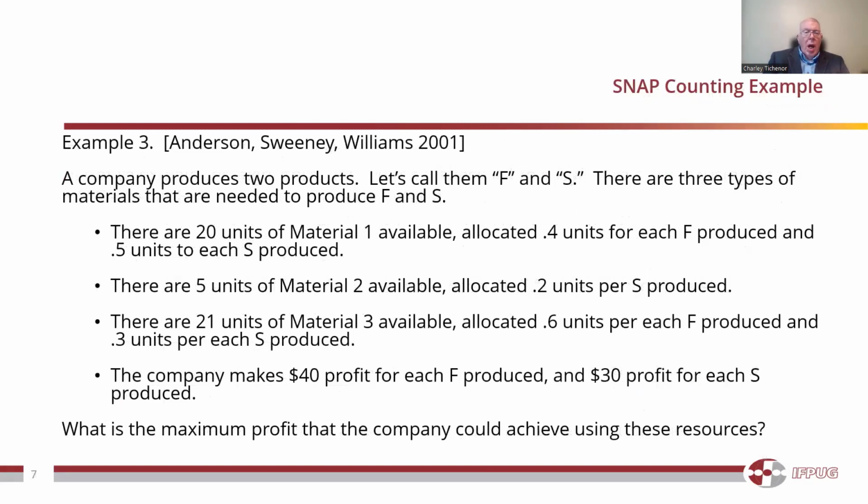Now here's the problem. A company produces 2 products, let's call them F and S, and there are 3 types of materials that are needed to produce F and S. 20 units of material 1 are available, and we allocate 0.4 for each F produced and 0.5 for each S produced. There are 5 units of material 2 available, allocated 0.2 units per S produced, and there are 21 units of material 3 available, allocated 0.6 for each F and 0.3 for each S. The company makes $40 profit for each F and $30 profit for each S. With these resources, what's the maximum profit that the company could achieve?